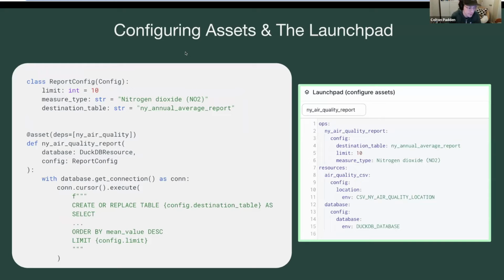Now here's our other asset. This one takes in our custom report configuration. And you can see we're defining a couple of attributes there, just a limit, a measure type. In this case, we'll be looking at nitrogen dioxide levels from our air quality data set, and then a destination table. You can see in the body of the function, we are using that configuration in our SQL query to limit the amount of records returned, and then also write to a different location, depending on what's specified in that report config.